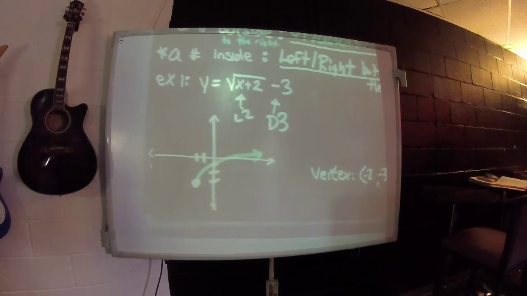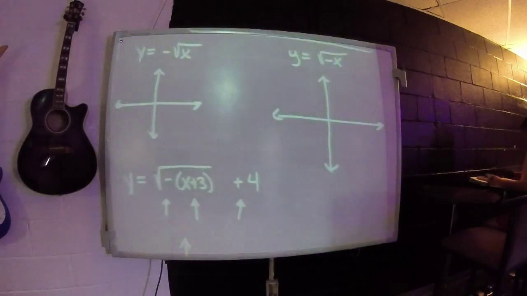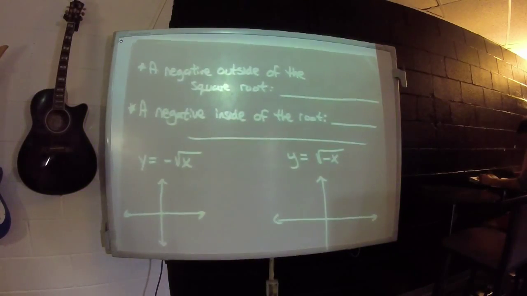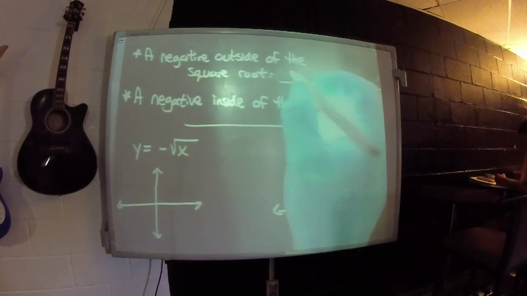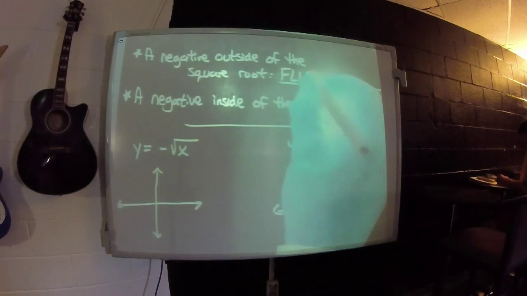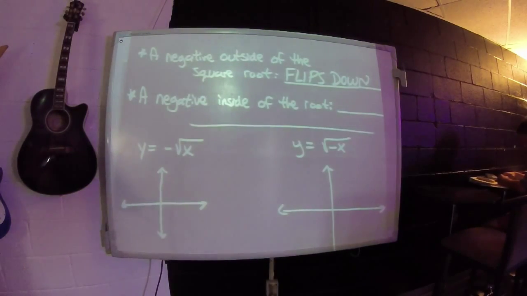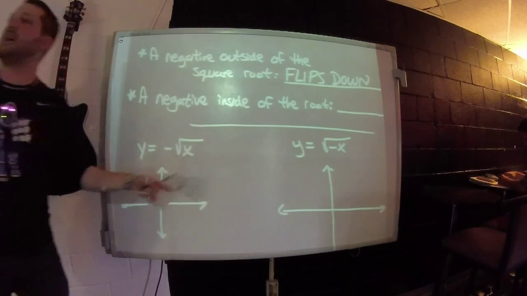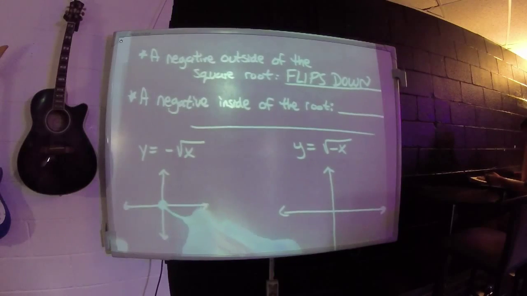All right, now we're going to talk about flipping it. Negative signs are going to flip it. If there's a negative outside, a negative over to the left, that's going to flip the thing left. So a negative outside, or wait, that's going to flip it down. Just like a negative outside flipped the parabola down, a negative outside will flip this down. So flips down. And that's what this is right here. So if you have a negative square root of x, it flips it down like this. Upside down.